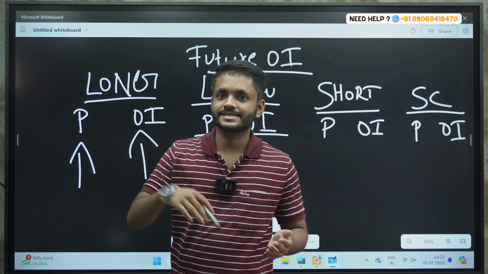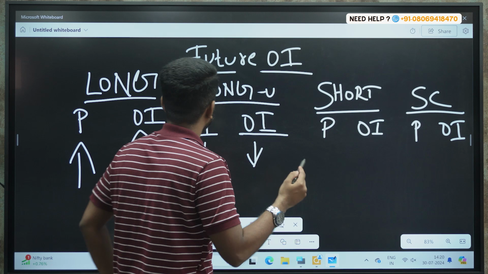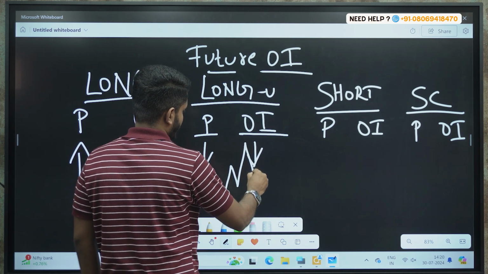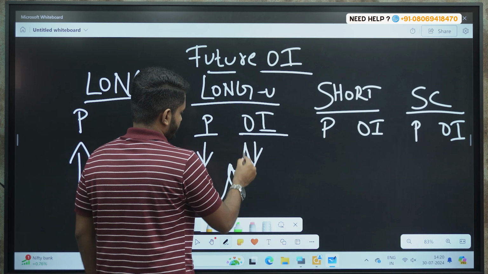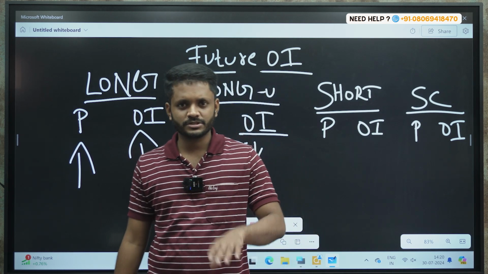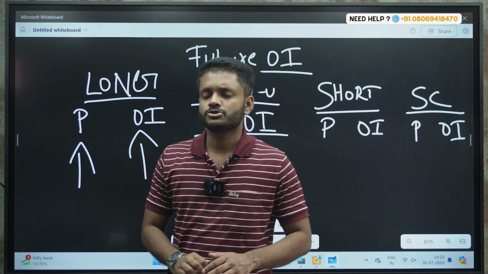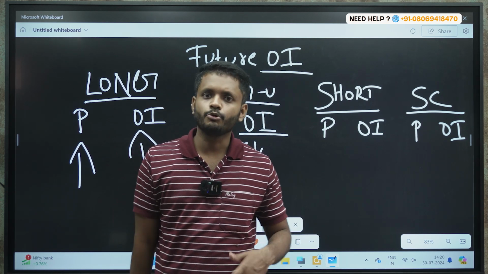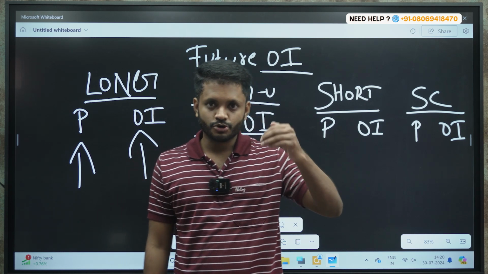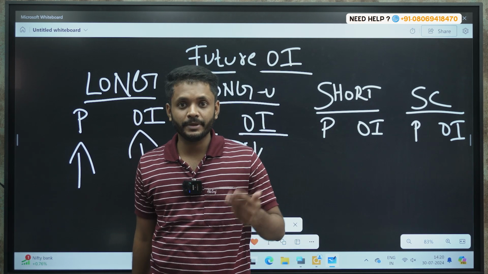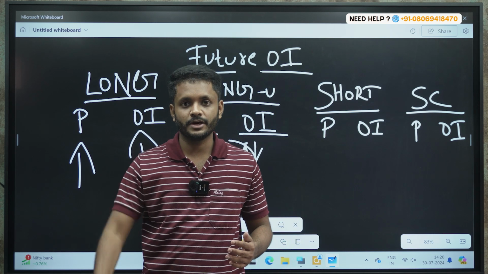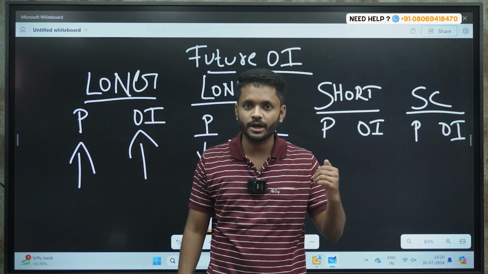Correct? So there is a cycle. Usually a stock moves up, it corrects, it moves up, it corrects. If the stock has moved from 100 to 120, that means you have made approximately 20%, correct? So usually retailers start booking their profits. When they book their profits, the price drops down, and when the fresh contracts which were opened at 100 are closed at 120, the open interest will also drop down along with the price.